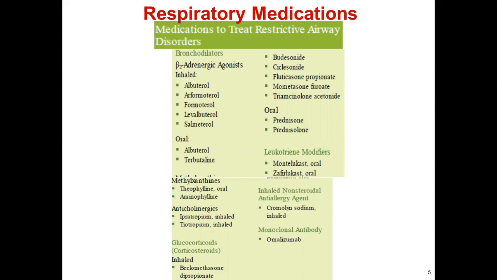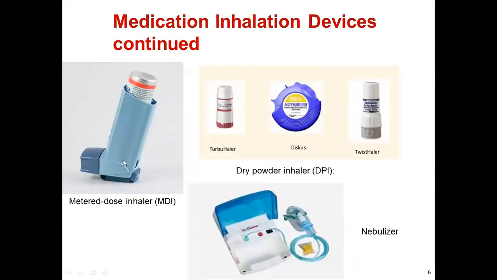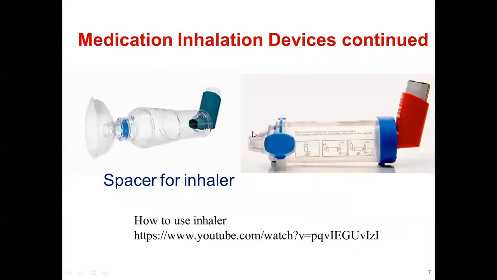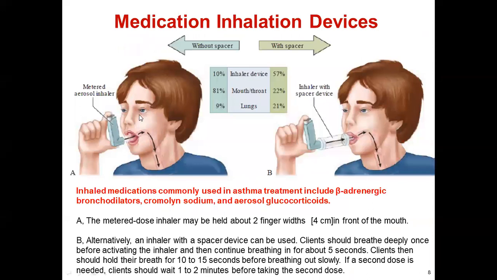Leukotriene derivatives we call Montelukast. And what else? Here, look. Here is the inhaler we call a metered dose inhaler, right? And here is showing the spacer. So educate your patient to use the spacer, so the drug absorption from the inhaler device will increase. Here the picture shows the metered dose inhaler without a spacer, first picture, and the second one with a spacer. Inhaled medications commonly used in bronchial asthma or COPD include beta-adrenergic bronchodilators or aerosol glucocorticoids.